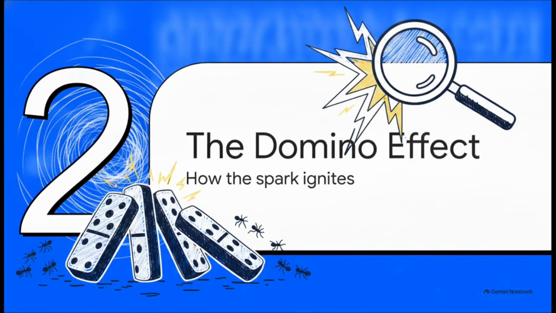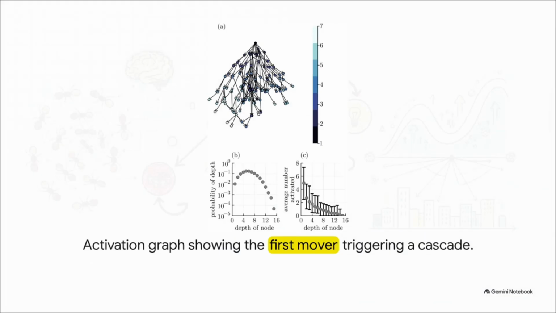Moving on to part 2, the domino effect. This is all about how that initial spark actually ignites. When researchers mapped out this cascade of activity, they found something wild. It almost always traces back to one single ant. One arbitrary first mover wakes up, starts moving, and literally acts like a falling domino that wakes up the rest of the colony. Translate that to influence operations, and this first mover is essentially patient zero. It's that initial fake account, or that one provocateur dropping a highly emotional piece of misinformation. That one single node is all it takes to trigger a massive cascade if the conditions are just right.